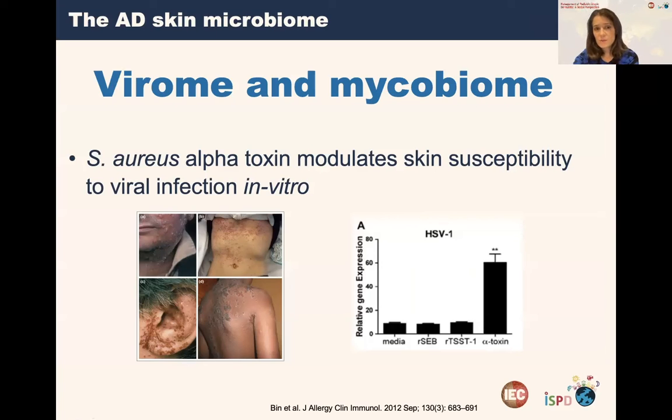So moving on to the virome and the fungal microbiome in atopic dermatitis. There's very little data on this in AD, but this study, for example, did show that Staph aureus alpha toxin may modulate the skin susceptibility to viral infection in vitro. In the presence of Staph aureus alpha toxin, the viral load of HSV was significantly greater in keratinocytes, suggesting that in AD, potentially co-infection with Staph aureus will facilitate the susceptibility of the skin to HSV, as in the case of eczema herpeticum shown by these photographs here.